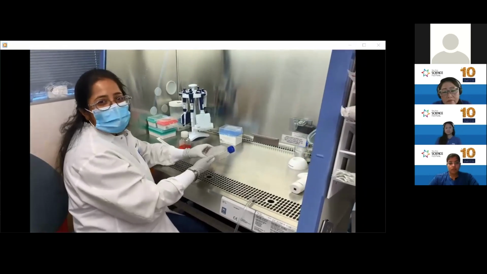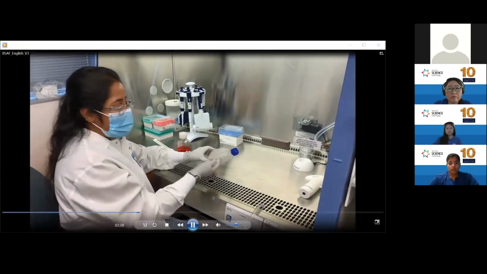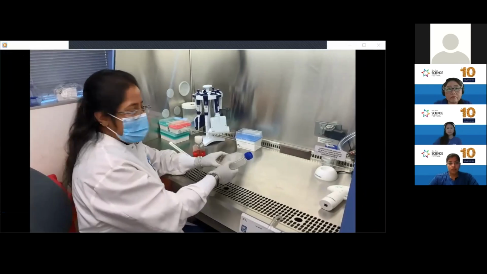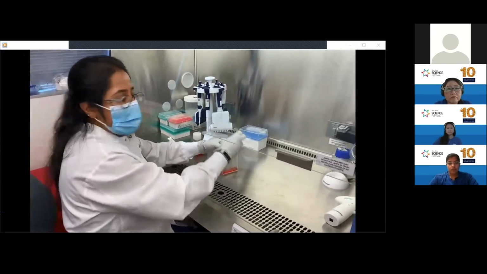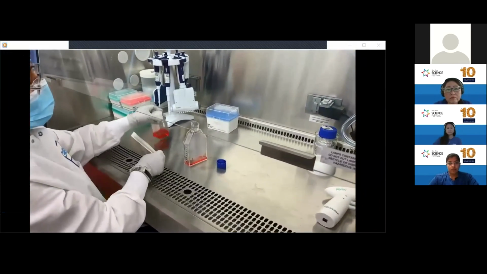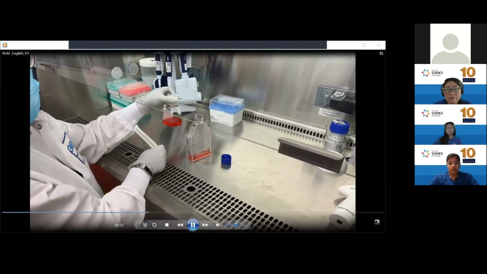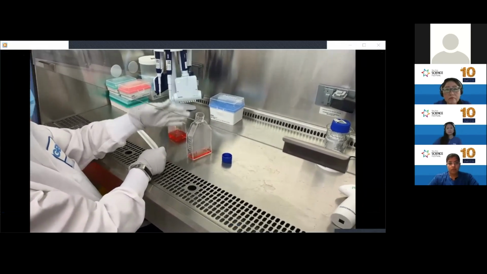So as I mentioned, these are adherent cells and we need to lift them off the surface of the flask. So the first step is to remove the media, and then we'll add trypsin, which does an enzymatic digestion and lifts off the attachments from the cell.